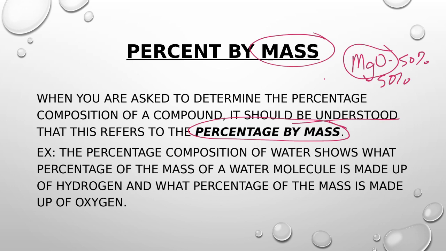So an example is the percentage composition of water, which we know is H2O. And by now we should remember that oxygen weighs 16 grams per mole, hydrogen weighs 1.01, although there are two of them. So the percentage by mass is higher for oxygen than it is for hydrogen, given the molar masses of each of those elements.